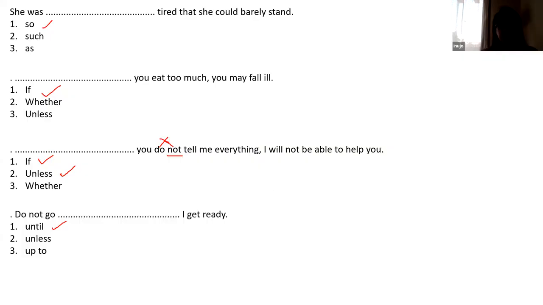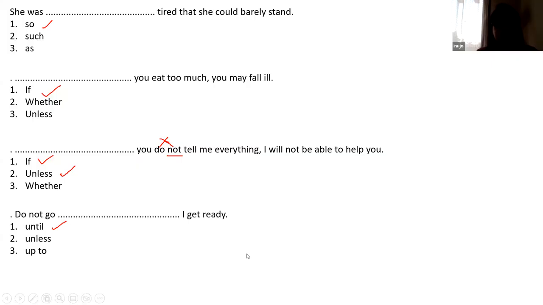So I think we have come to the end of the session. Yes, we have come to the end of the session today. I hope you people enjoyed today's session. And this is the end of clauses: noun clause, relative clause, and adverb clause. We are done with it.